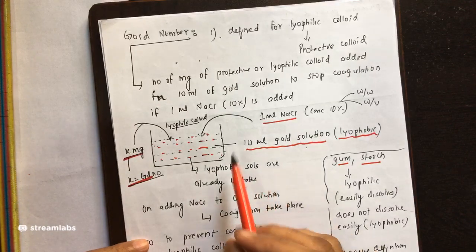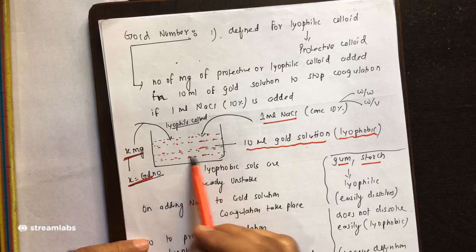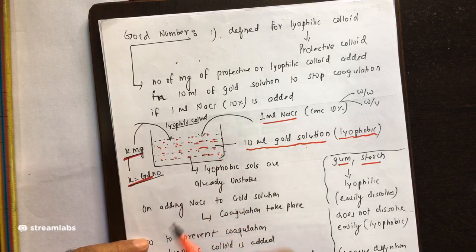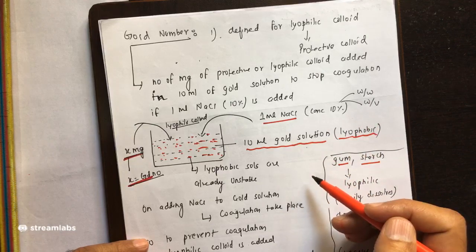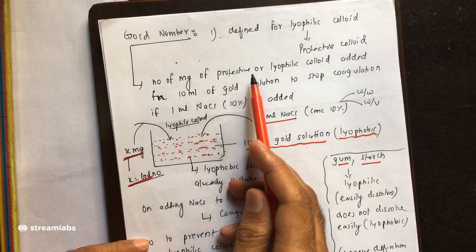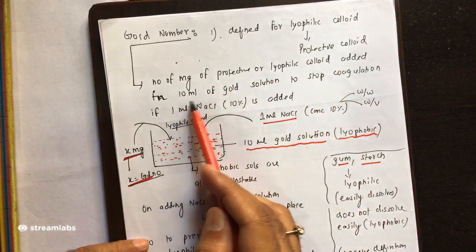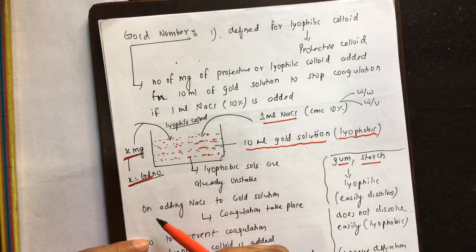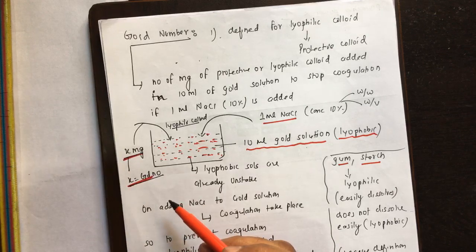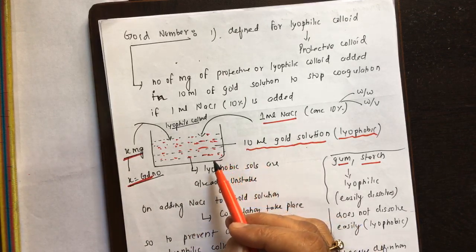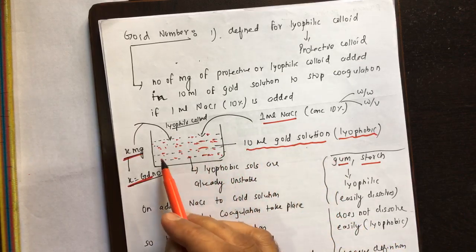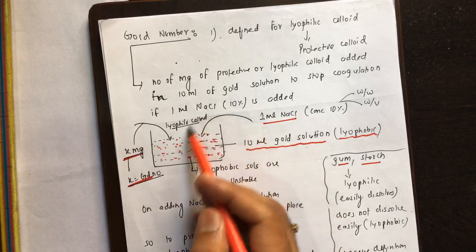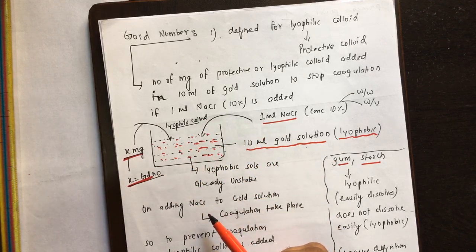So what do we want to measure? These are 10 milliliter gold solution, which is lyophobic. And you are adding 1 milliliter NaCl, whose concentration is 10% weight by volume, as given here. Number of milligrams of protective or lyophilic colloid added in 10 ml to stop coagulation. I hope you are understanding it. So this is 10 milliliter gold solution, and you are adding 1 milliliter of NaCl, 10%.